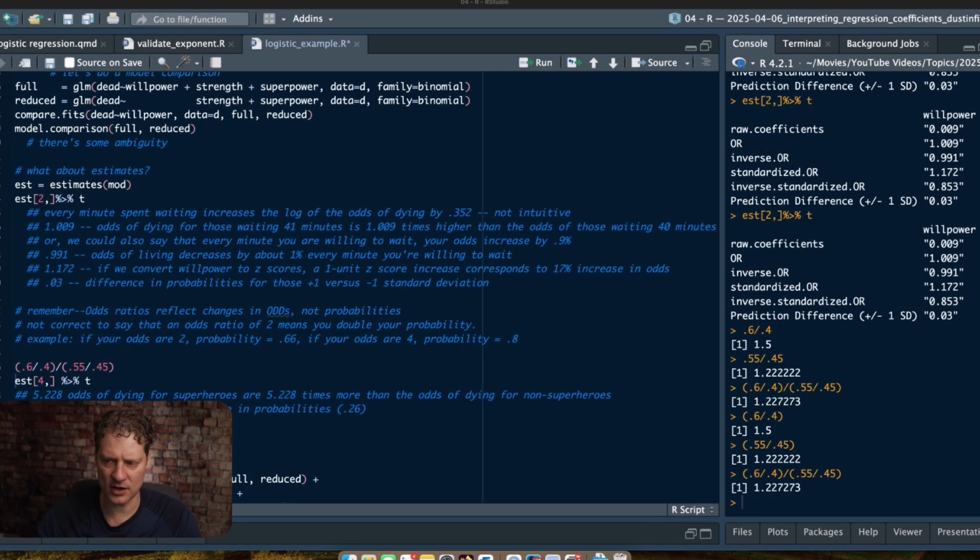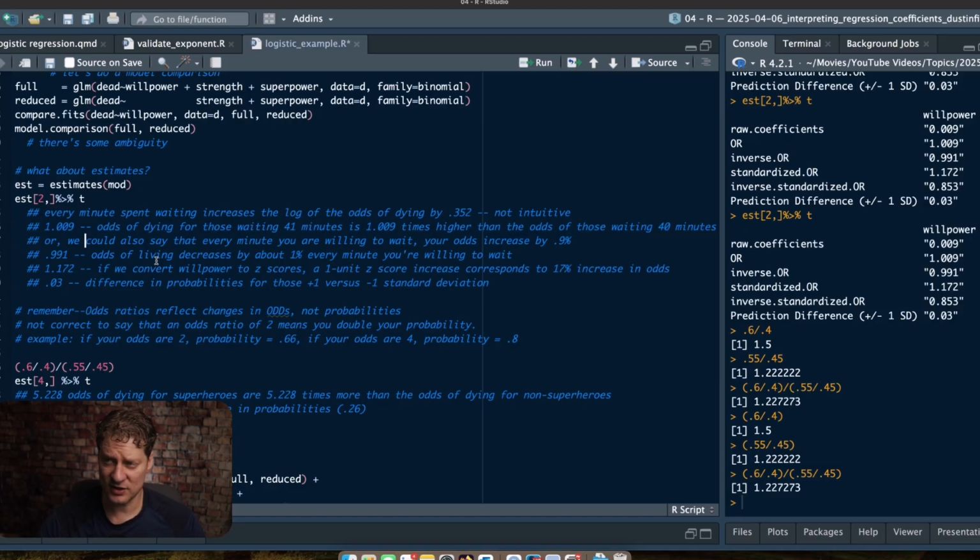Now with that, let's step back into R and look at what this means. 1.009, that tells you the odds of dying for those who wait 41 minutes is 1.009 times higher than the odds of those waiting 40 minutes. That's what an odds ratio means. So that's not very intuitive to me. You're talking about a ratio of two probabilities. I understand probabilities pretty well, and I understand odds pretty well, but once you get to another level, it's not easy to say. But what you could think about, which is a little bit easier, is we could say that every minute you are willing to wait, your odds increase by 0.9%.